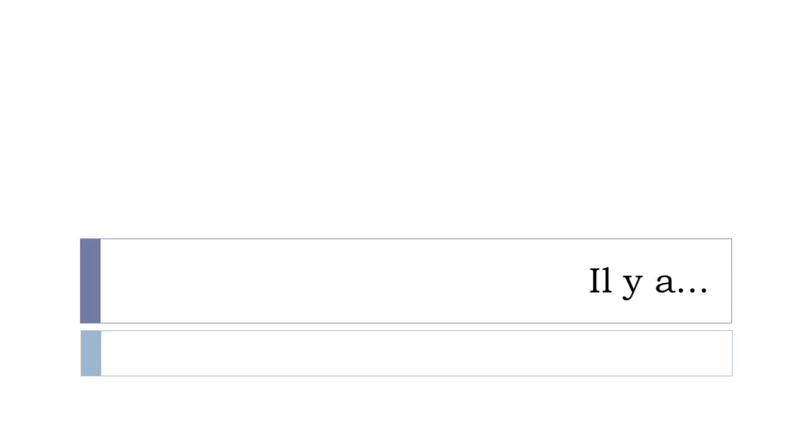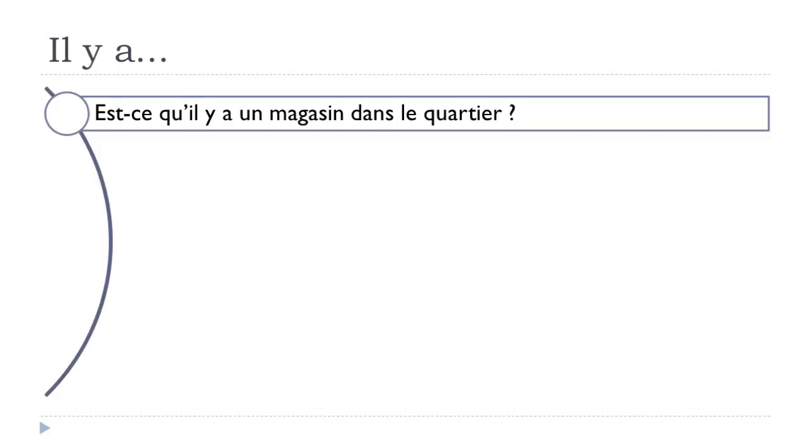Il y a, so we saw it in a previous lesson quite shortly. So il y a means there is or there are. But then in French, we will have only one form, il y a. Okay? So let's see, for instance, here, a question. Est-ce qu'il y a un magasin dans le quartier? Okay? Est-ce qu'il y a, so, is there un magasin, a shop, dans le quartier, in the neighborhood?